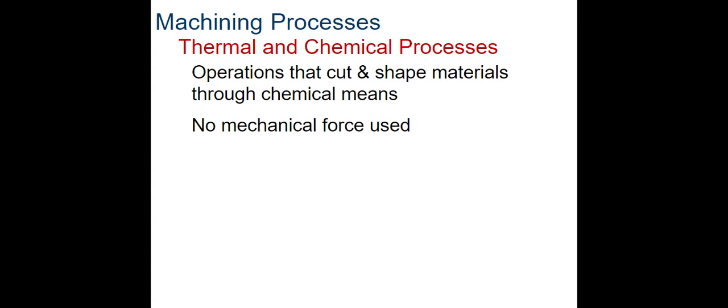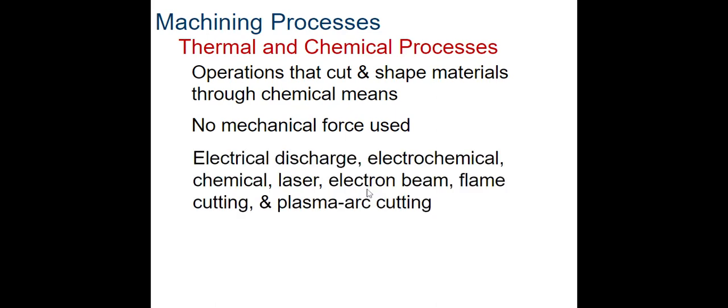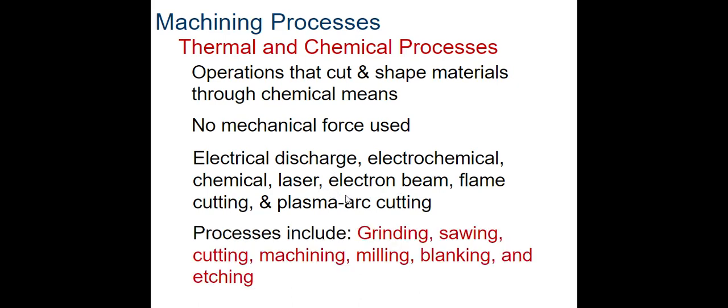Machining can include thermal as well as chemical processes. They can cut and shape materials by chemicals. In this case, they're not going to use mechanical force. They can use electricity, electrochemicals, chemical lasers, electron beams, flames, and also plasma arc cutting. It can be grinding, sawing, cutting, etc.